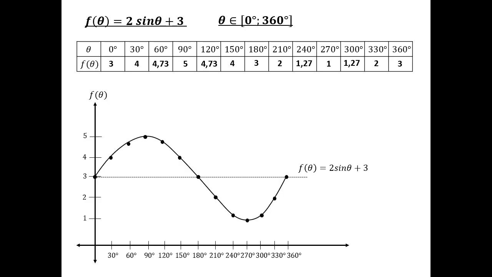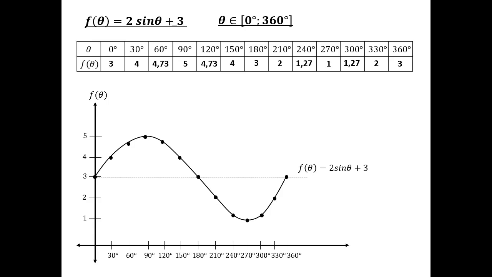The graph shows one complete cycle of the sine wave, modified by the coefficient and the vertical shift. The coefficient 2 amplifies the sine wave, doubling its amplitude, which means the distance from the midline of the graph, which is at y is equal to 3, to its maximum and minimum points is 2. This results in the graph reaching up to y is equal to 5 at the maximum points and down to y is equal to 1 at the minimum points within one cycle from 0 degrees to 360 degrees.